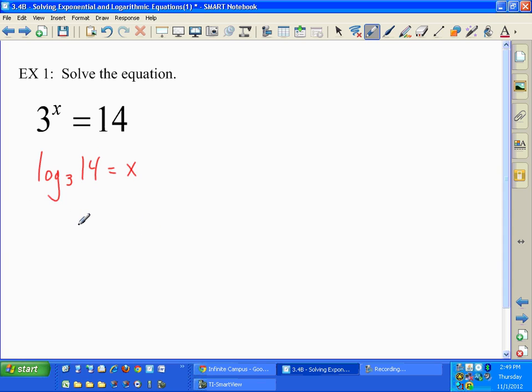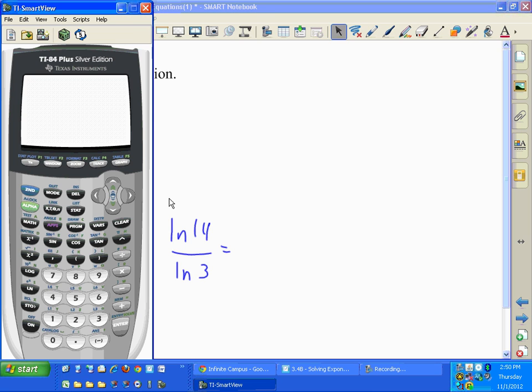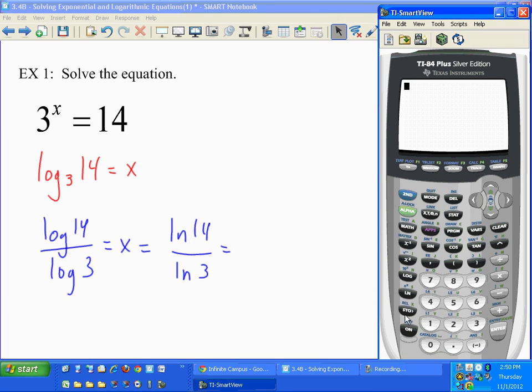Unfortunately, we can't type this into our calculator, most of us, but we could do a base change, which would tell me that if I go log of 14 over log of 3, that will give me my exponent, or ln of 14 over ln of 3 will give me the x value that I'm looking for. So let's find out what it is on the graphing calculator. We're going to say log of 14 divided by log of 3 using my base change, which gives me 2.4, or as a check, ln of 14 divided by ln of 3 gives me those two values as my answer.